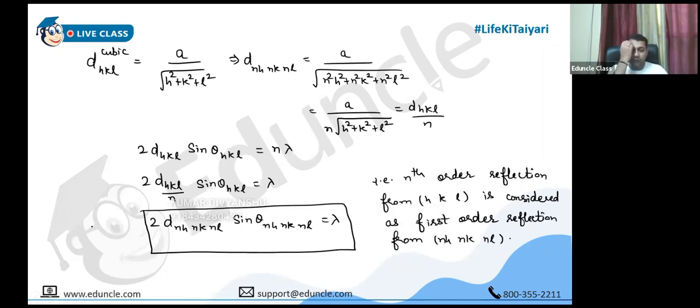So this is very important. It means we need not study all the reflections. If we have studied some HKL reflections, then the results for NH, NK, NL reflections are already available with us with the help of this formula. Clear?